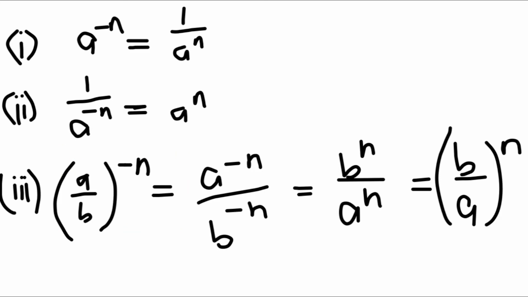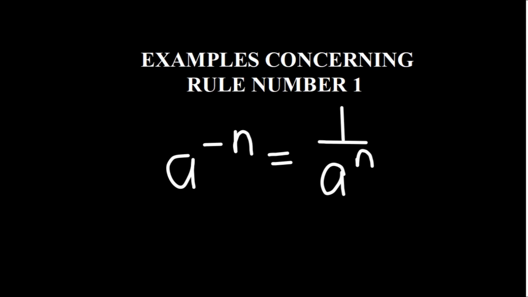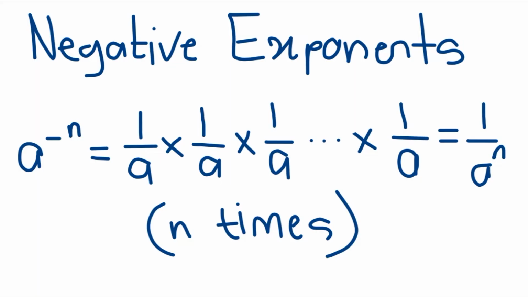Now let's uncover rule number 1 and see how it works. If you have a negative exponent there, that expression can be written as 1 over a to the power of n. But if you check carefully, we have already described how this is derived. If you check our first example there, let me scroll back so that you can see. You can see here we have a to the power of negative n.